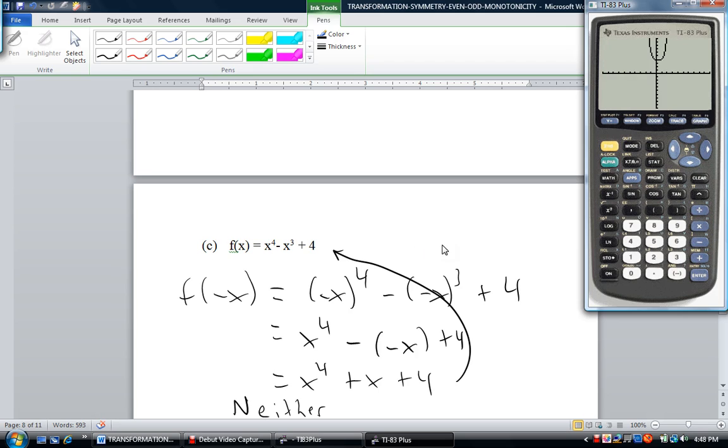So we have x to the fourth minus x cubed plus 4. So I'm going to hit the trace key. I'm going to hit 1. It doesn't matter what I pick, but I have to stay between 10 and negative 10. If I hit 1, I get 4. Now if I hit negative 1, for it to be even, I better get the equal 4 back. For it to be odd, I better get the opposite, which is negative 4. And let's see what happens. Negative 1.